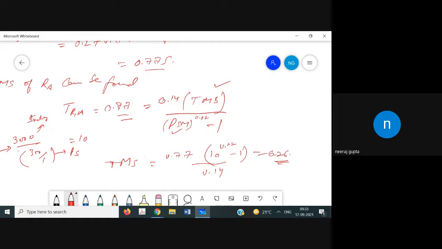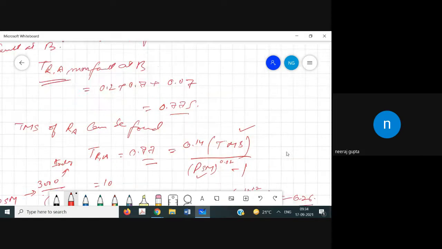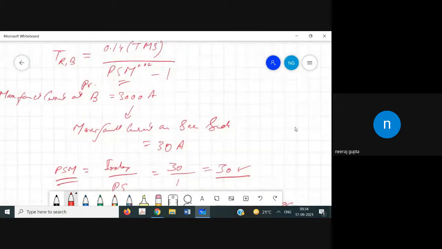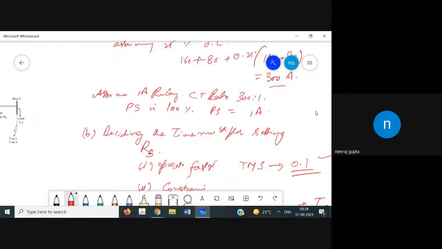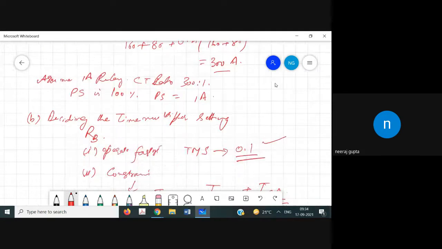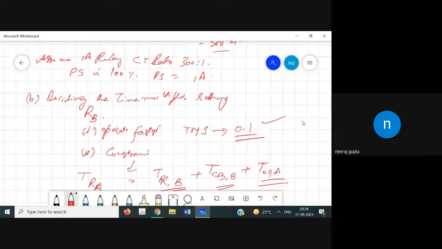So how do you do the setting of the relay? After finishing the setting of the relay, we have to do the verification process. Now, how to do the setting of the relay? First, every detail is given, that is the maximum current. First, we have to select the CT ratio, which is based on the maximum load current and what relay we are using. We have to calculate the plug setting based on that.